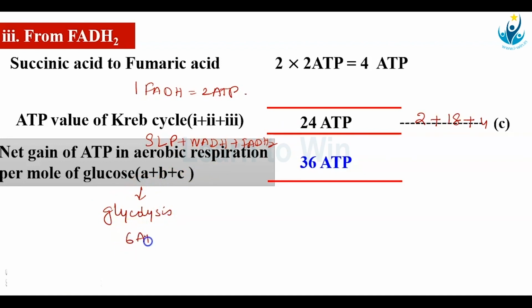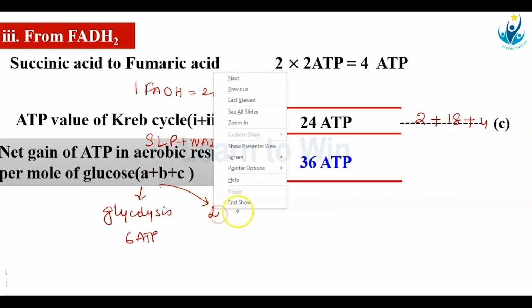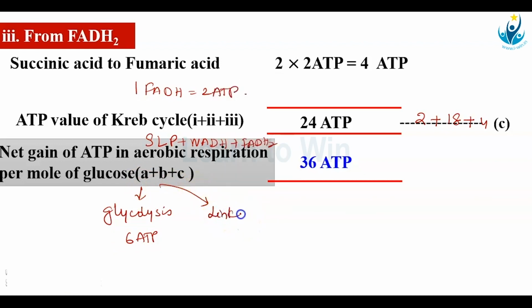Glycolysis is giving 6 ATP. B is the linked reaction. The linked reaction is giving how many ATP? Again 6 ATP. And C is the Krebs cycle, and the Krebs cycle is giving 24 ATP. So 6 plus 24 is 36 ATP.